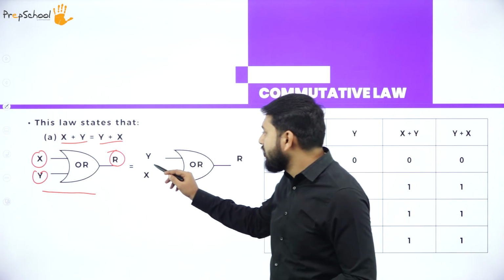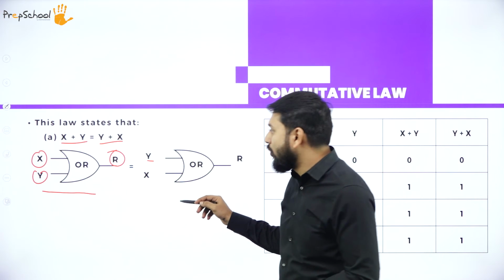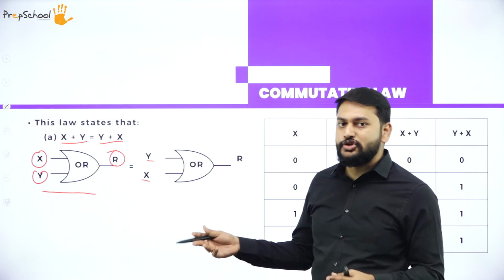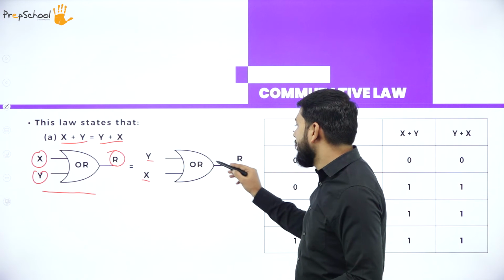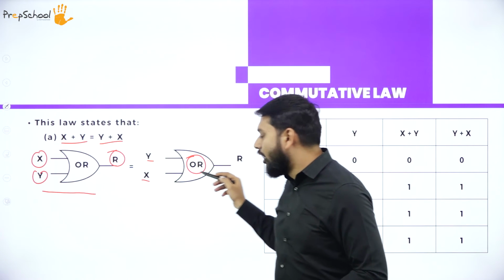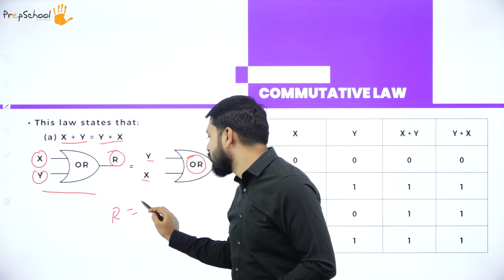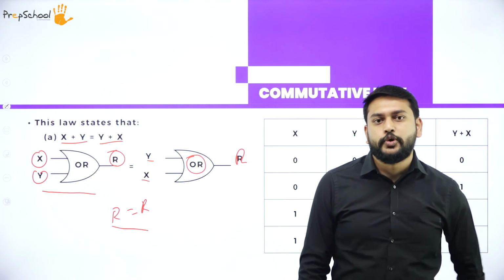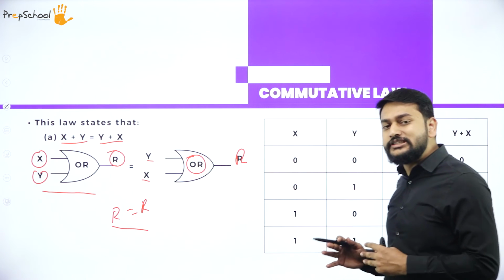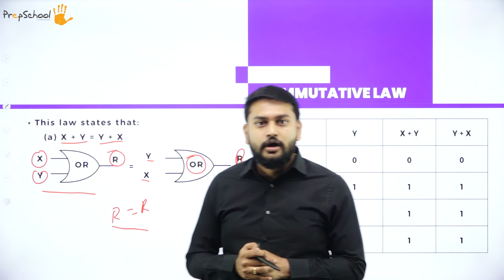Then I will write, you will take the input as y, and you will take this input as x. You're just interchanging the inputs, and then you are using, what is the gate? The OR gate, and then output is R. So R is equal to R is what they're trying to tell you in the textbook. So fine, how do we prove this in the truth table?